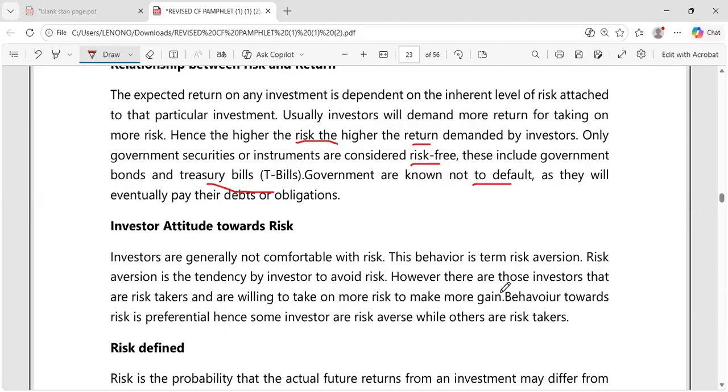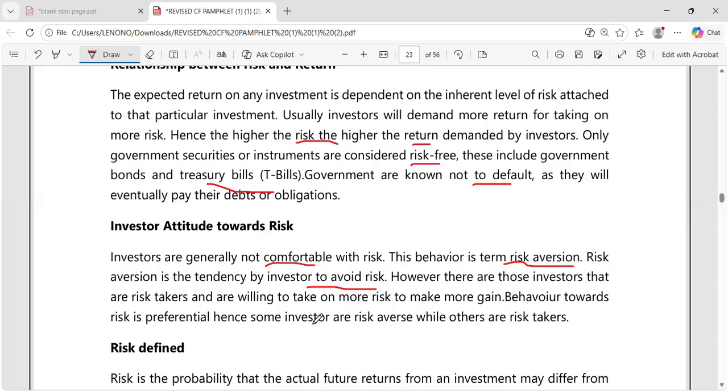Investor attitude towards risk. Investors are generally not comfortable with risk. This behavior is termed risk aversion. Risk aversion is a tendency by investors to avoid risk. So if you are a risk-averse investor, you are avoiding the risk. However, there are those investors that are risk takers and willing to take on more risk to make more gain.